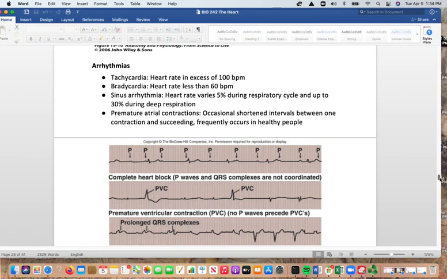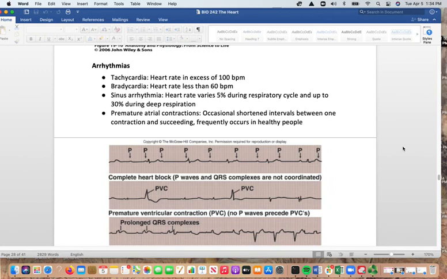With bradycardia, the heart rate is less than 60 beats per minute. You do find times, especially in athletes, where they may have a resting heart rate that is lower than 60 beats per minute, and it's not considered bradycardia. It's just a normal function of their heart being well adapted to the exercise.